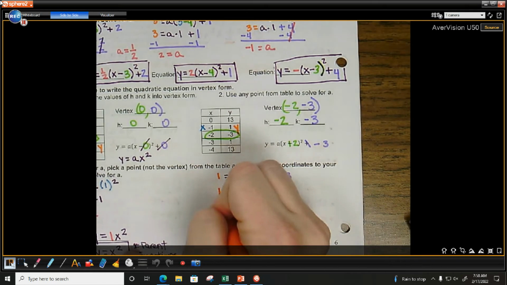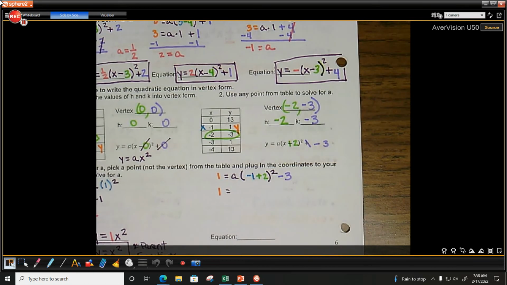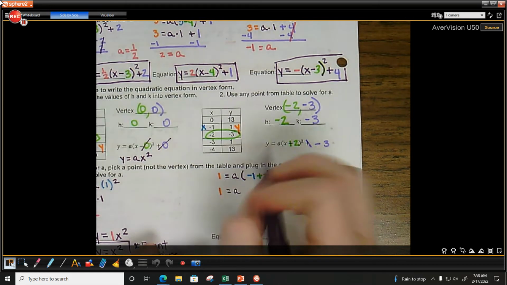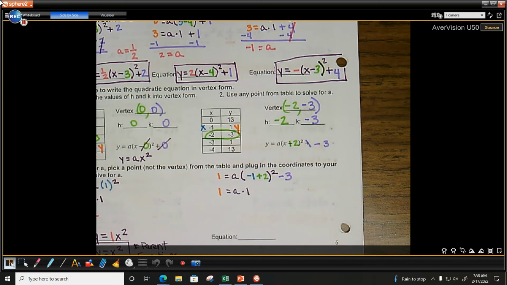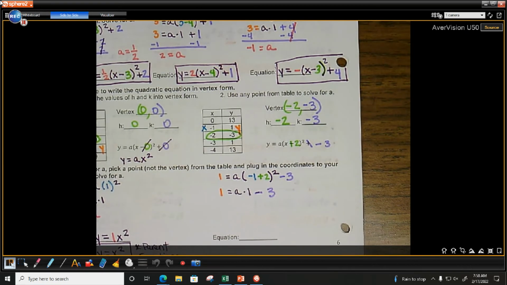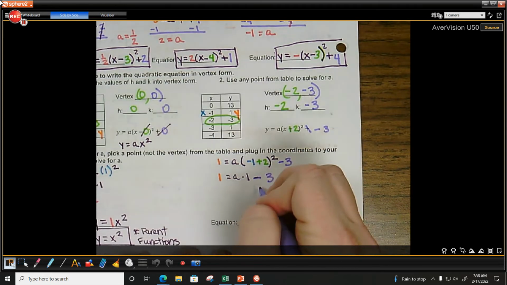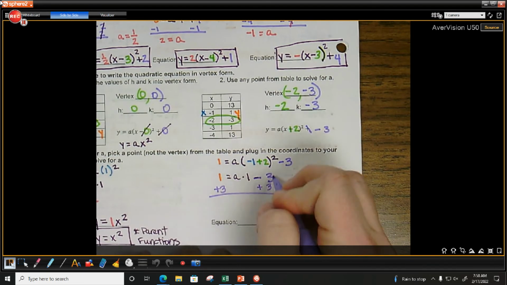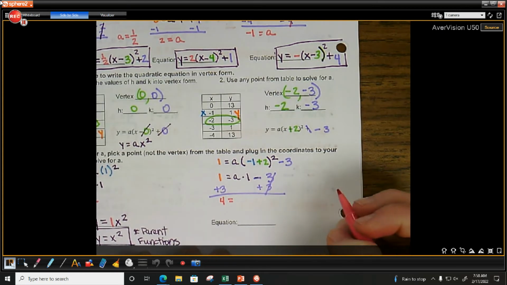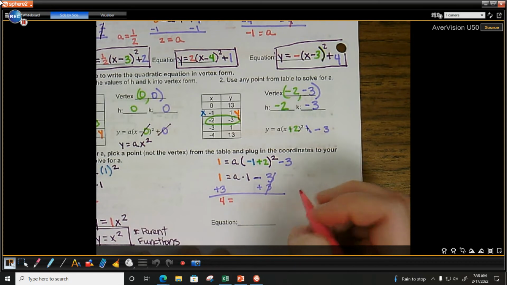So 1 equals, drop down your A, what's -1 plus 2? Positive 1 squared. 1. Drop down your minus 3. What are we going to do to get A by itself? Plus 3 on both sides. So then we get, what's A times 1? Or equals A. Do I now have my A value?